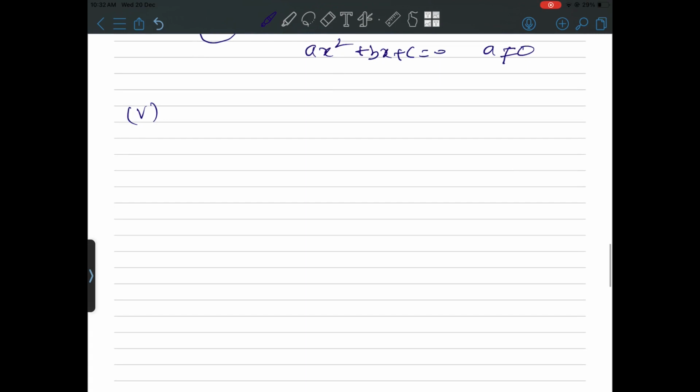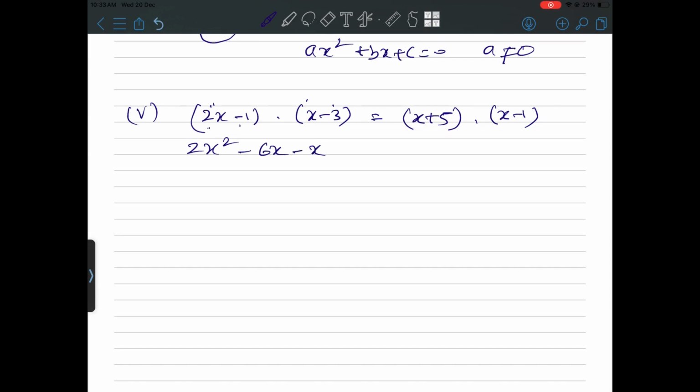I'm sure that now you are very clear, but I will solve all the parts so that there is no doubt left. So question number 5 says 2x minus 1 multiplied by x minus 3 is equal to x plus 5 into x minus 1. So same way as we are doing, multiply by 2x inside this, so it becomes 2x square, this and this, then this and this becomes minus 6x, then minus 1 into x, minus minus plus, then 3.